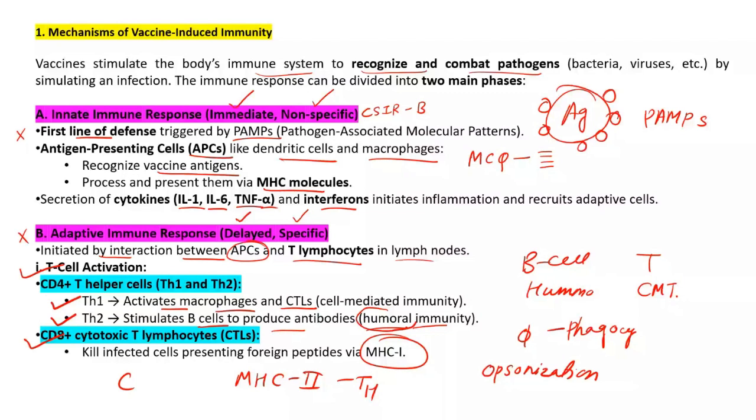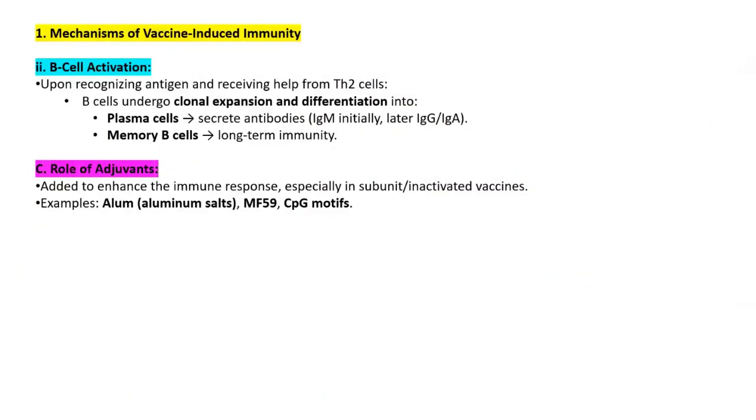तो 6th unit तक के notes आपके पास रहेंगे so that you can revise it. Now B cell activation. So upon recognizing antigen and receiving help from TH2 cells, B cell undergo clonal expansion and differentiation. Plasma cell and memory B cell.